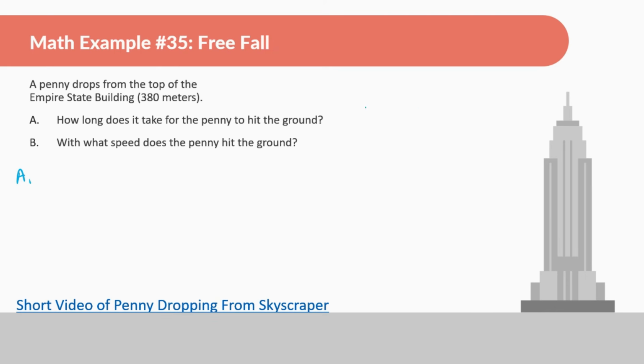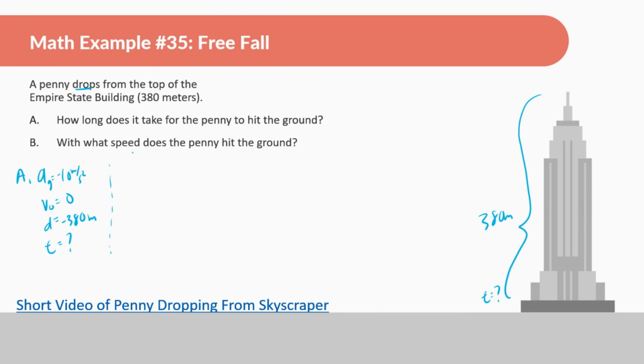Let's see. 380 meters. We're looking for the time it takes to hit the ground. Okay, acceleration of gravity is equal to negative 10 meters per second squared. We have the initial velocity, it's dropped, is 0. What else do we have? We have the distance is going to be falling, negative 380 meters, and we are looking for the time. Okay. All right, so let's figure this out.